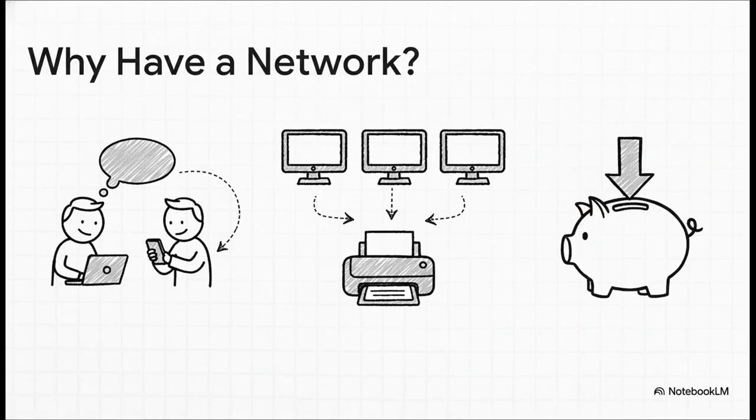So why do we even bother connecting everything? Well, the big one is communication, obviously. It lets us talk to each other, but it also lets computer processes talk to each other automatically. Then there's resource sharing, which is a huge deal. Instead of every single person needing their own printer, you can just connect to one on the network. And of course, that leads right to the third point. It saves a ton of money.